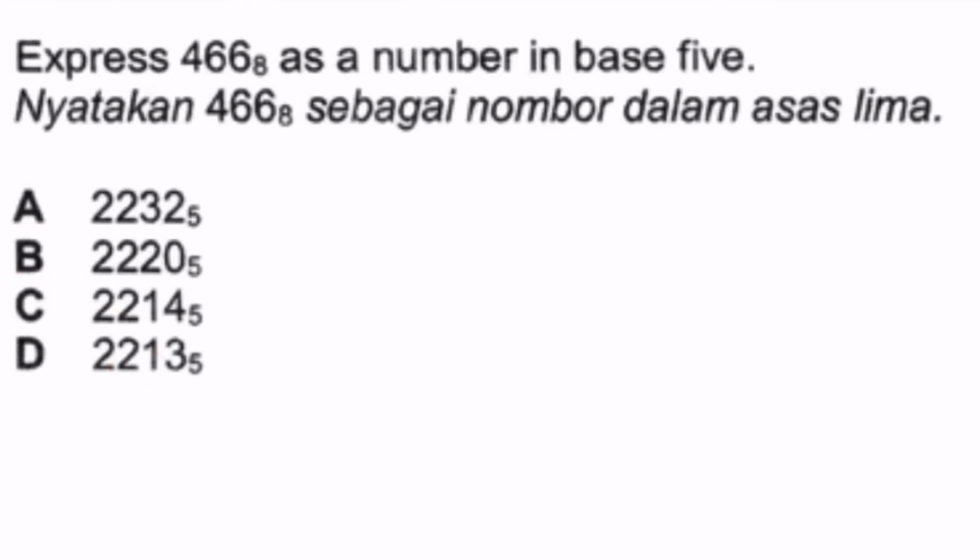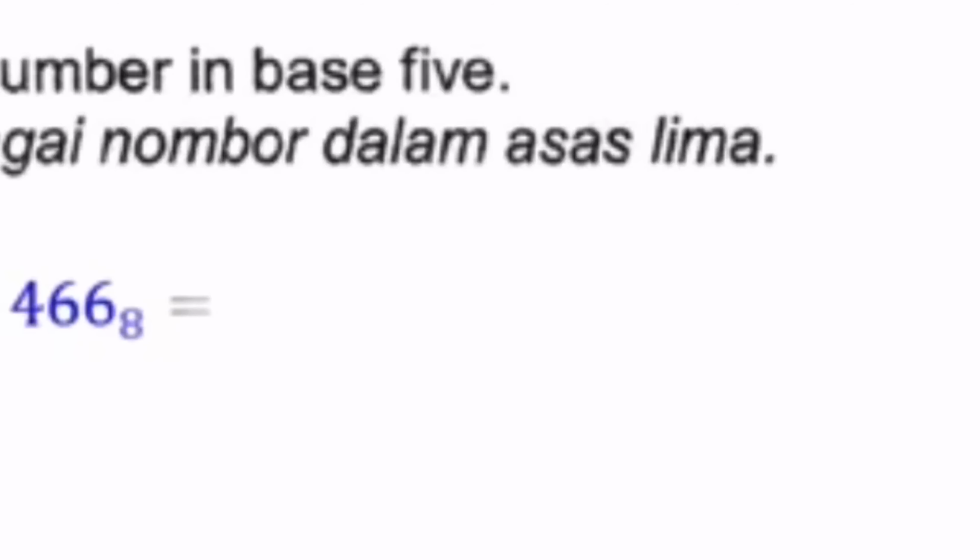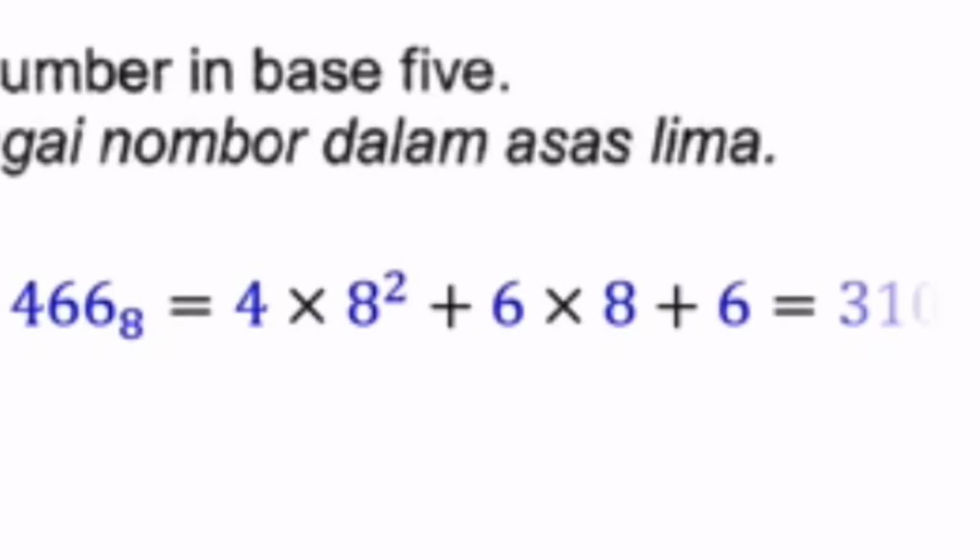Next question is: express 466 base 8 as a number in base 5. For this question, we are given base 8, so we have to convert to base 10. This is how you do the conversion. This is so-called expansion. We expand, multiplying with the place values. So 4 times 8 to the power 2, plus 6 times 8 to the power 1, plus 6 times 8 to the power 0, you will get 310 in base 10, right? So this is equivalent in base 10 to 466 base 8.